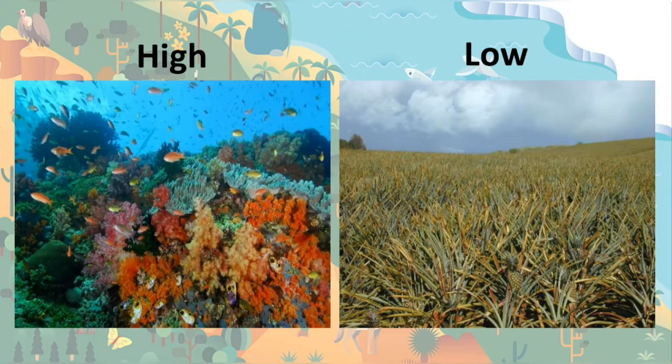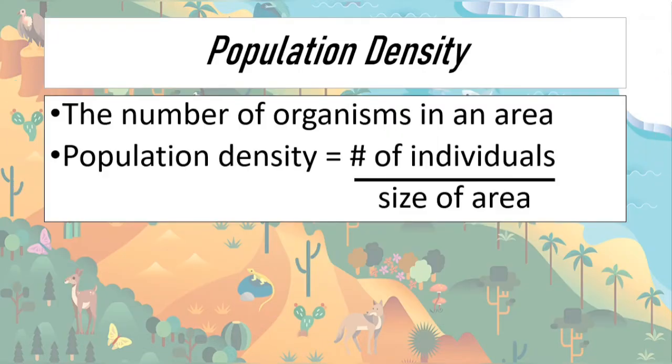How can we measure the population density? Population density is the number of organisms in an area. It is the average number of individuals in a population per unit of area or volume. For example, a population of 100 insects that live in an area of 100 square meters has a density of one insect per square meter.